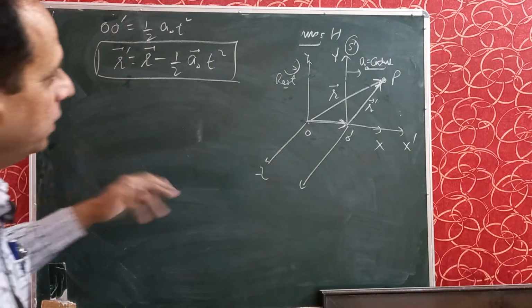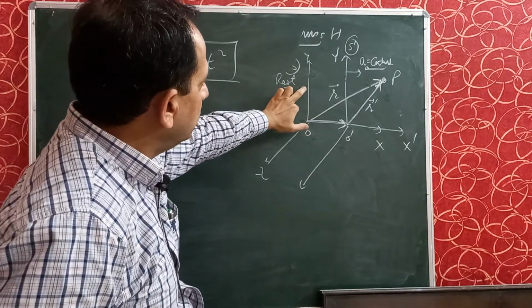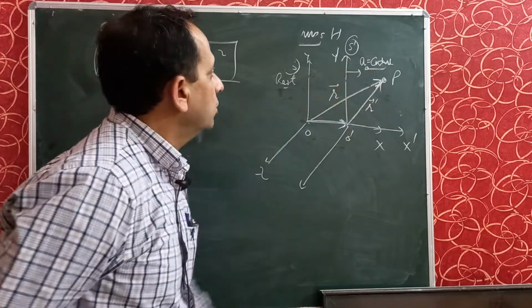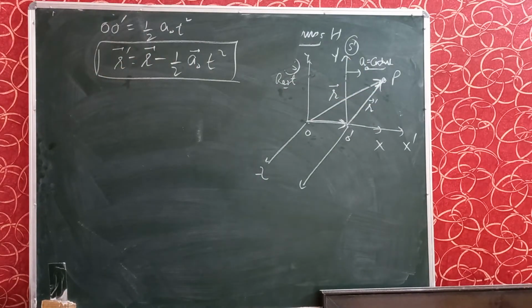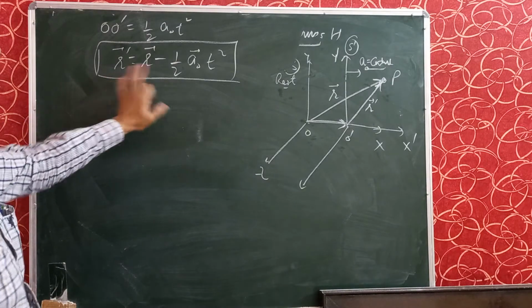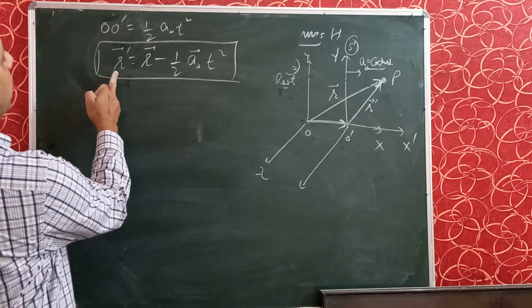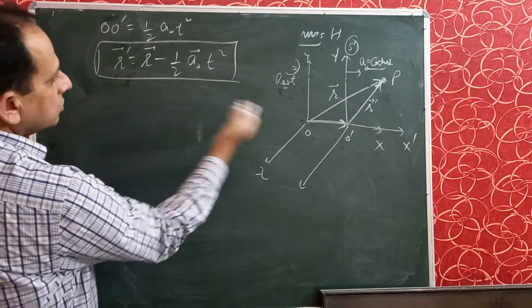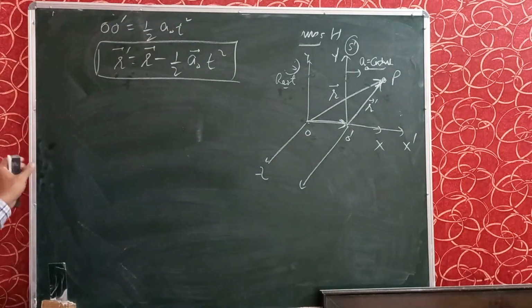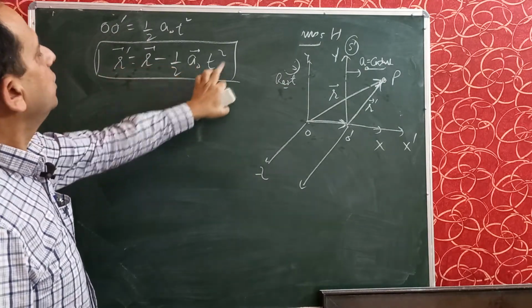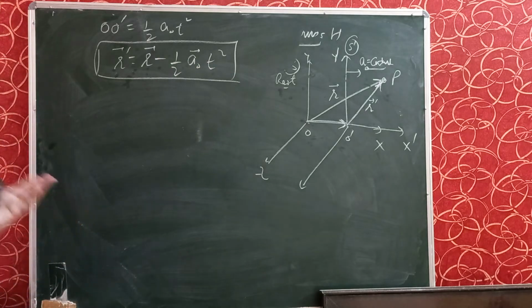If you observe deeply, this S frame is inertial because it is at rest, it follows the law of inertia, but S dash is moving with constant acceleration, so it is non-inertial. So this is the interrelation between the two parameters. It may be written as x dash is equal to x, because we can split r into three components x, y, z. So x dash is equal to x minus half a naught t square. So this is the combined equation for x, y, z.